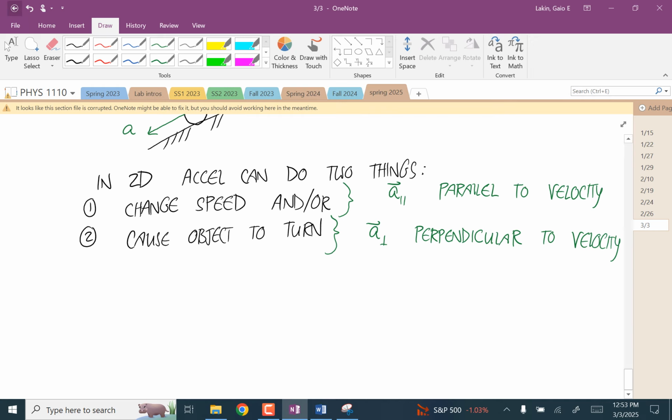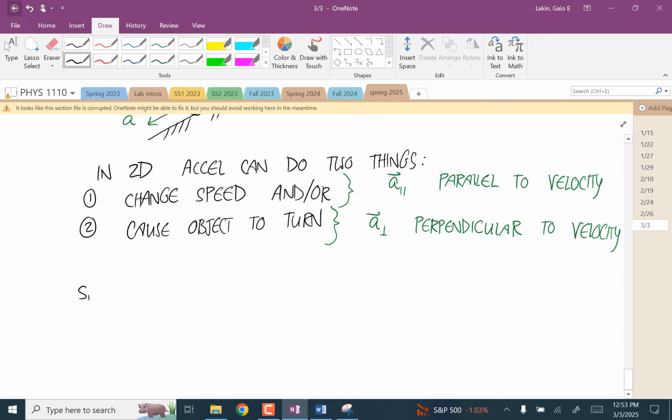Okay, so let me give you a set of steps for visualizing the acceleration vector in 2D.